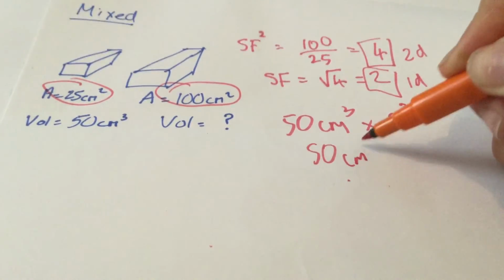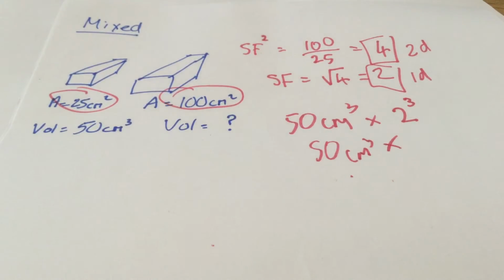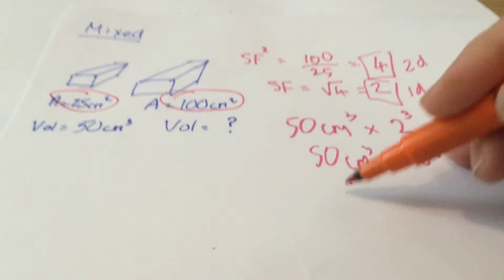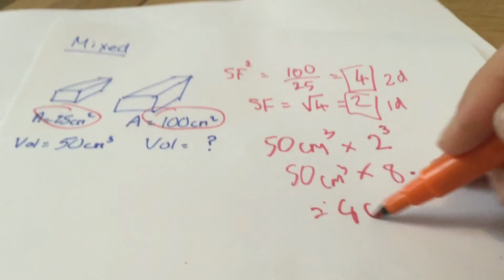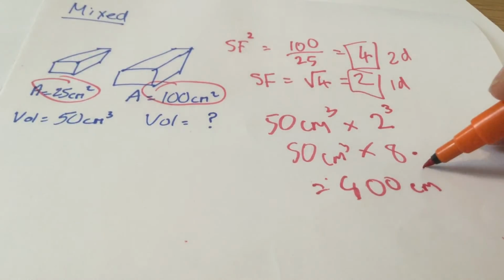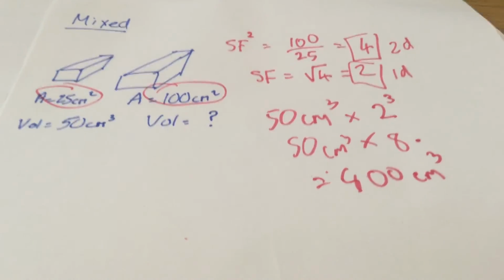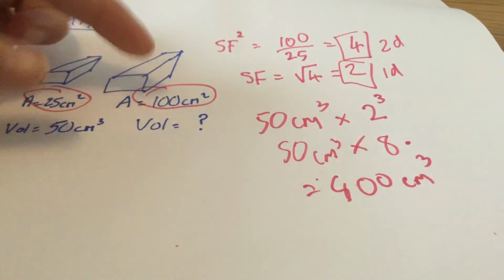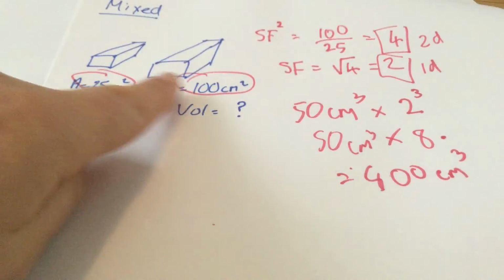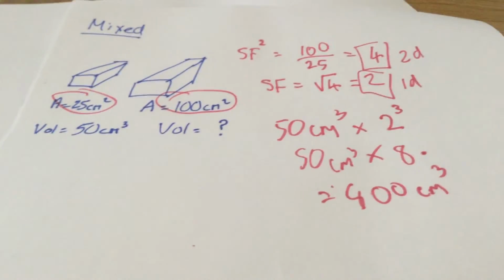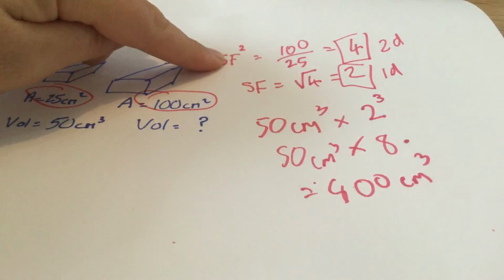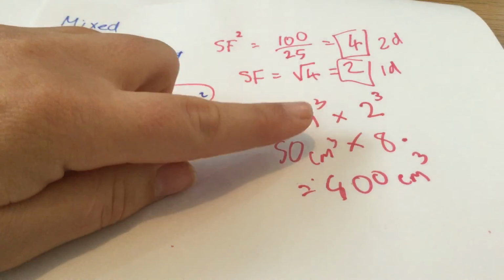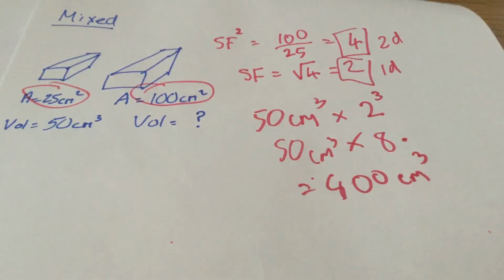All right? So I end up with 50 centimetres cubed times by 8, which is going to equal 400 centimetres cubed. Okay, so this is more difficult because they're giving you the scale factor with regards to the areas, not the length. So they want to see, do you know how to get from an area scale factor down to a length scale factor and then back up to a volume scale factor?